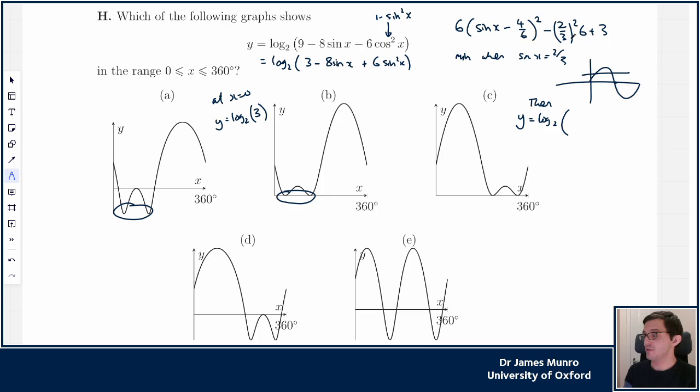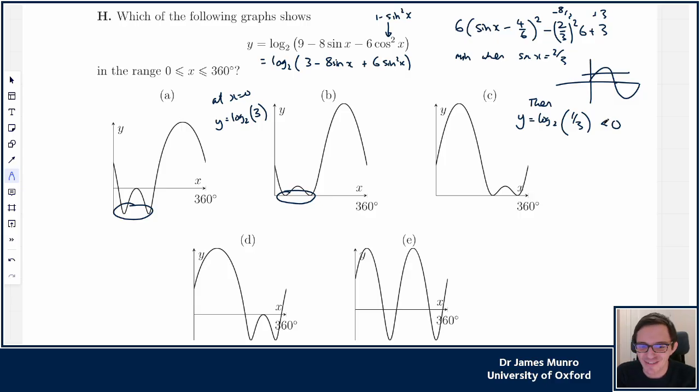24 on the top, 9 on the bottom is 8 over 3, minus 8 over 3 plus 3, plus 3 is 9 over 3, so this is log base 2 of 1 over 3. Log base 2 of 1 over 3 is negative, because log base 2 of 2 is 1, log base 2 of 1 is 0, log base 2 of 1/3 is negative. It's in the negative bit of the log curve.